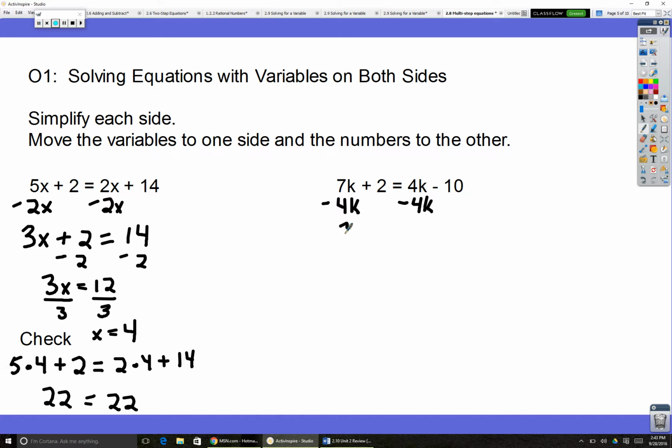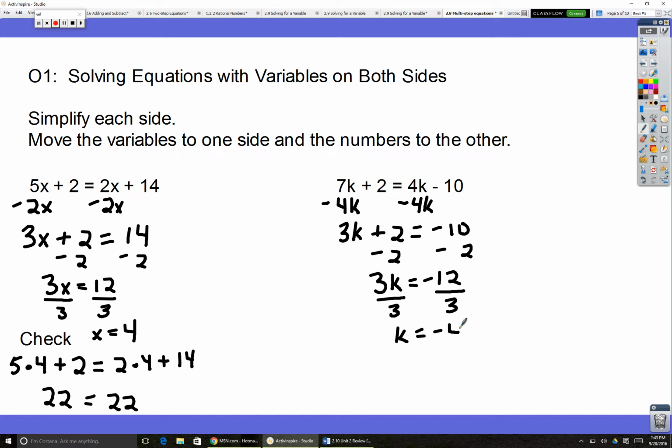7k minus 4k is 3k plus 2 equals negative 10. The 4k is gone from this side because 4k minus 4k is 0. Now I have a two-step equation. Subtracting 2 from both sides gives me 3k equals negative 12. Dividing both sides by 3 gives me k equals negative 4. And I'm going to check that.